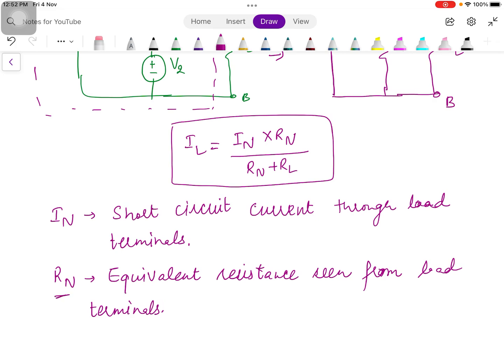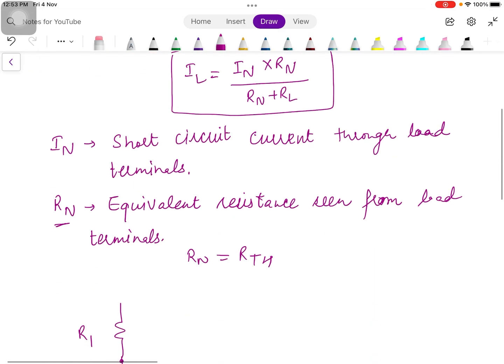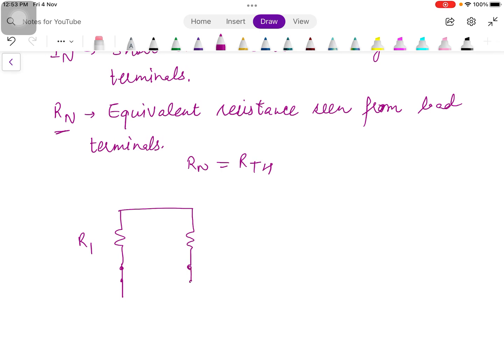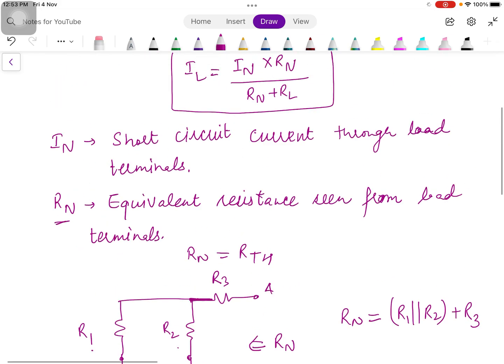So basically this Rn is the same as RTh. The procedure is also the same. Like in this case, we have resistance R1, voltage source V1 replaced by a short circuit. Then we have resistance R2, source V2 again replaced by a short circuit. Here we have resistance R3, load terminals A, B, and here we will calculate Rn. So Rn will be R1 and R2, they are in parallel, and that parallel combination is in series with R3. It's very simple in this case.